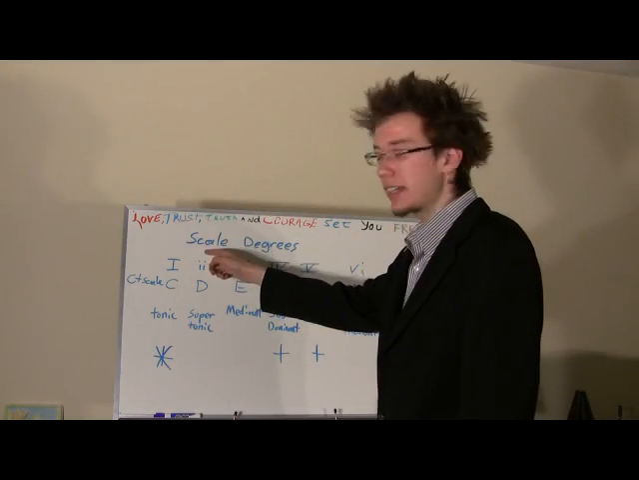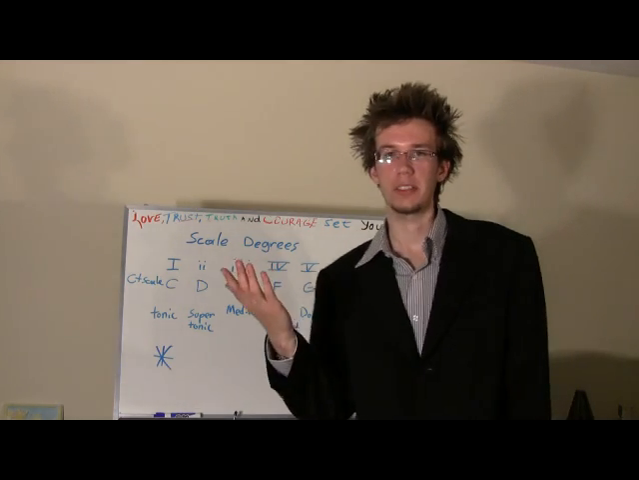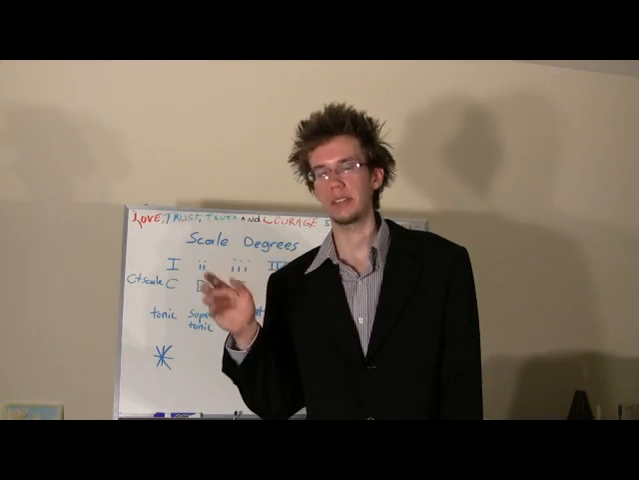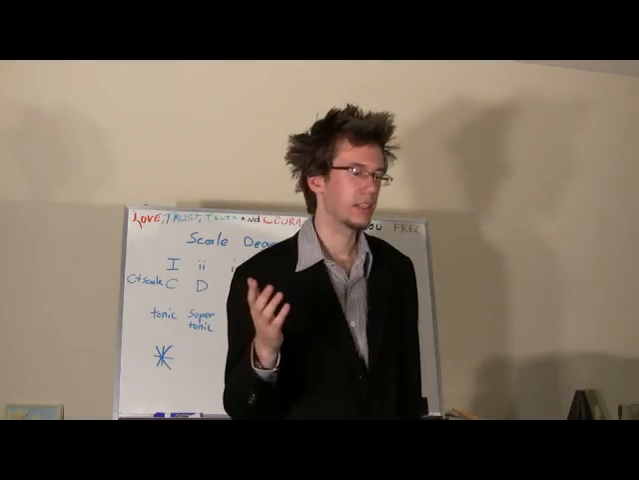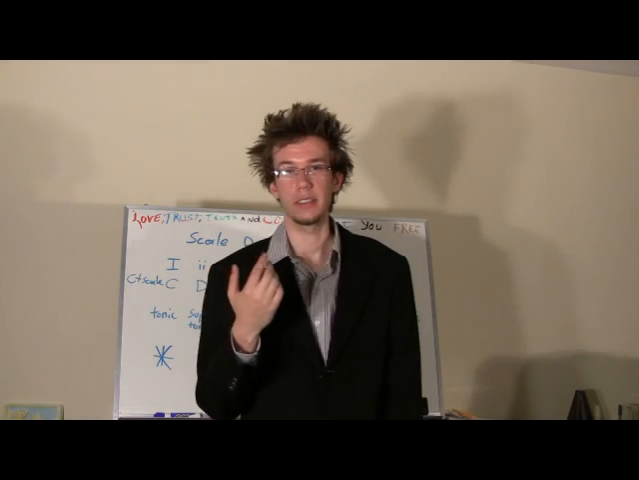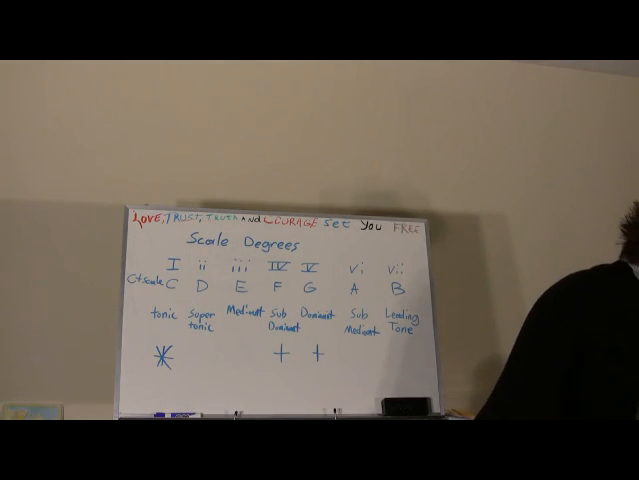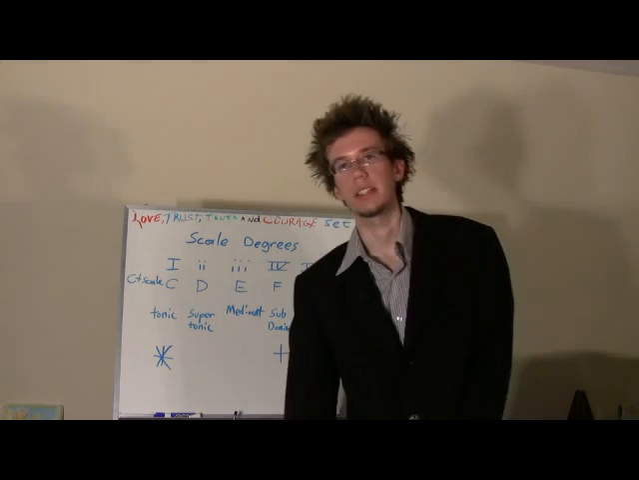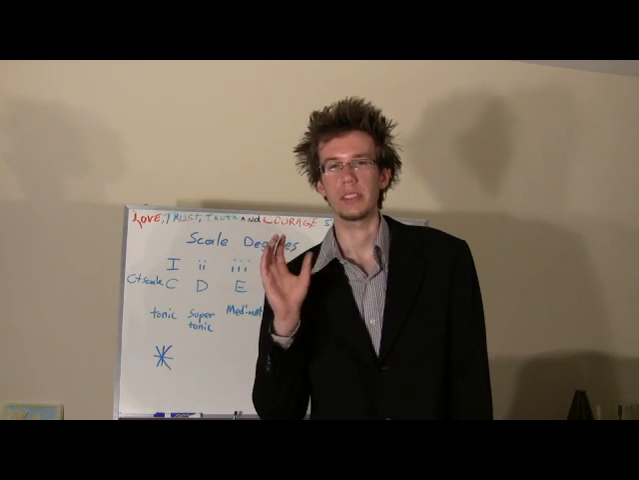So, scale degrees, what are they? Well, say you have a C major scale, and it goes C, D, E, F, G, A, B, C, right? That's a scale. Now, what is the first note of the scale? C, right? Because on the C major scale, the first note is C. So that is the tonic. The tonic is always the first note of the scale.